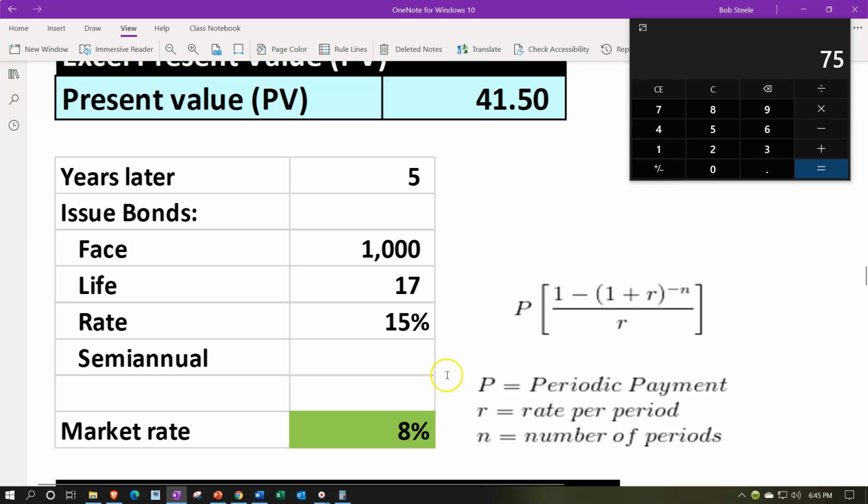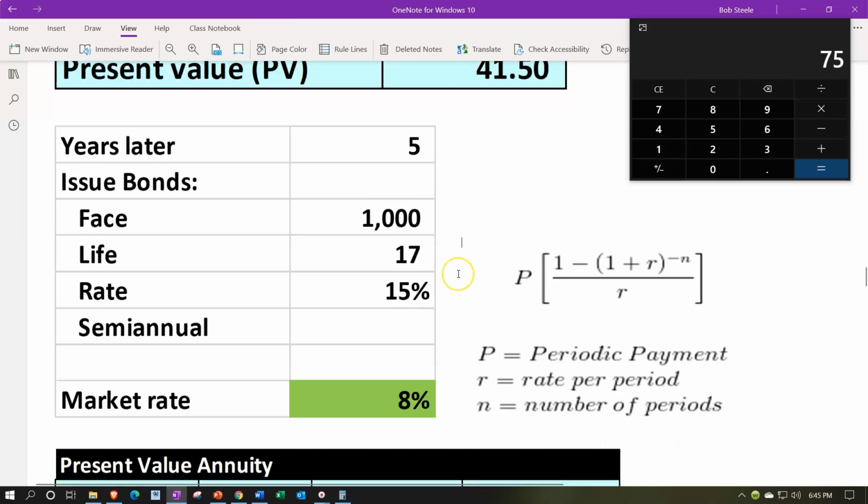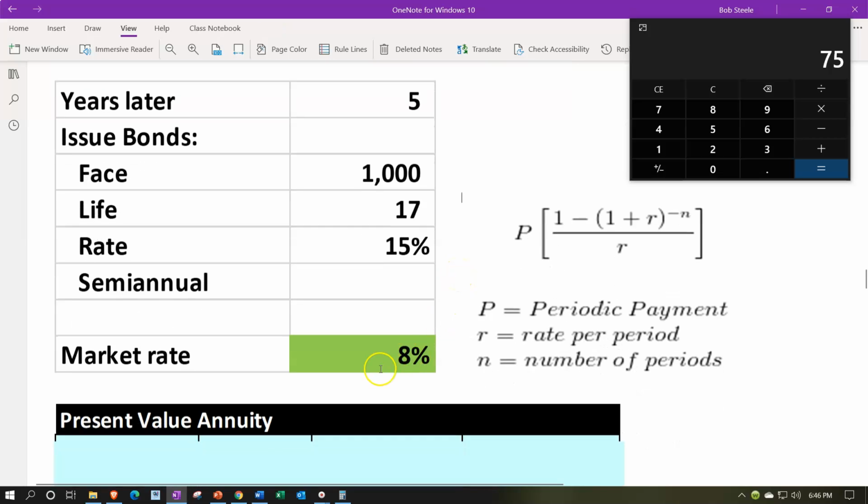So now let's switch it up here. Let's do the same thing, but now it's just like in the movie when they do the fade away and they're like, 5 years have passed. The bond is still intact and has been paying its interest. But now the market rate at this point in time in the future has changed to 8%, as opposed to what it was, 15% before. So now what would be the value of the bond?